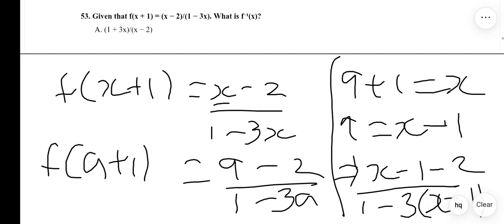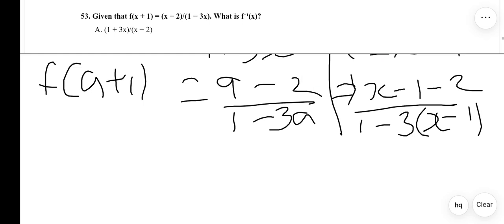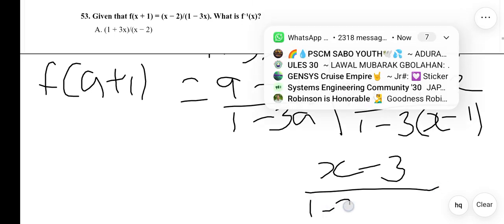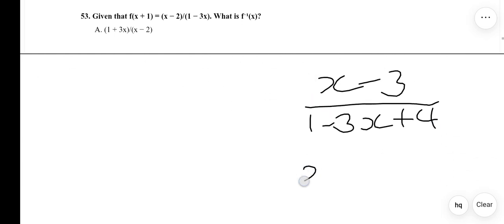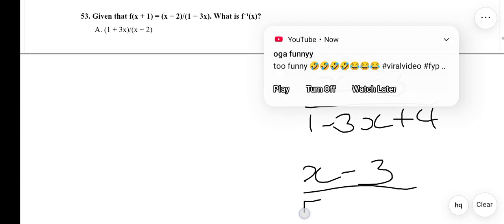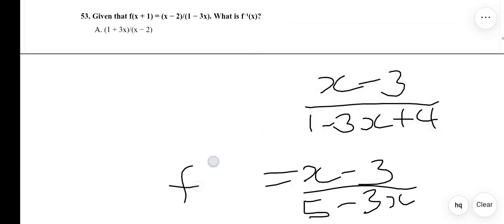Do you get it? So with this now, x minus 1 minus 2, minus 1 minus 2 will give me minus 3, all over 1 minus this 3 times x will give me 3x. This minus times minus will give me plus 3 times 1 will give me 3. So with this now, I have x minus 3 all over this 1 plus 3 will give me 4. So I have 4 minus 3x. So I've gotten my f of x, which is the same thing as f of a plus 1, but I'm looking for f of x, so I've gotten that.